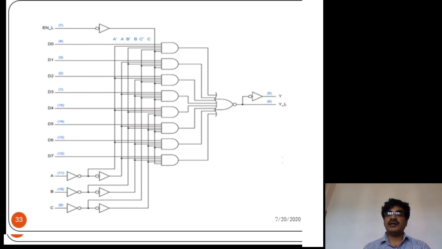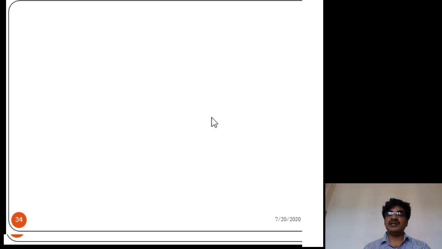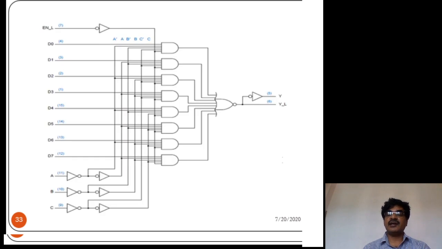So here 8 five-input AND gates are used. Then the output of each gate is connected to a NOR gate. The NOR gate directly gives the complement output. If you take that output through a NOT gate, you get the true output. So this is the internal diagram of the IC.